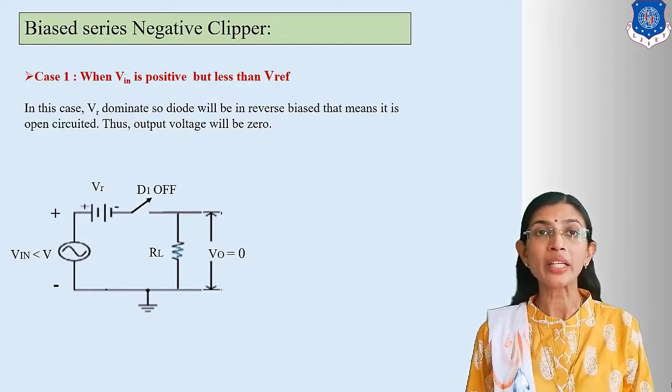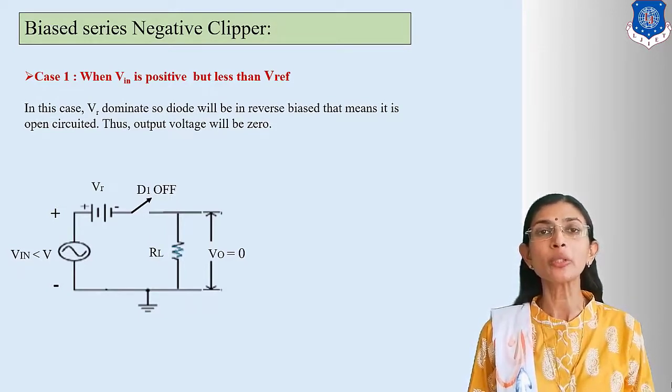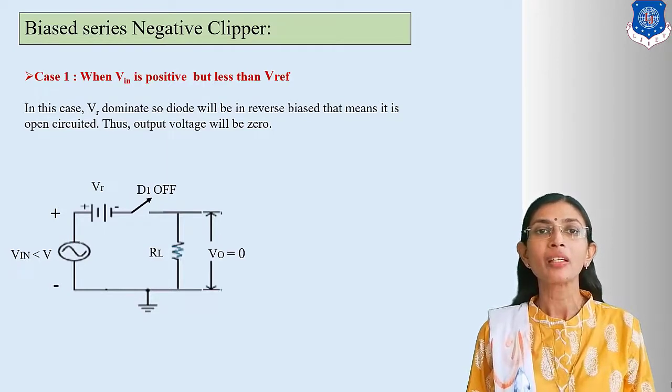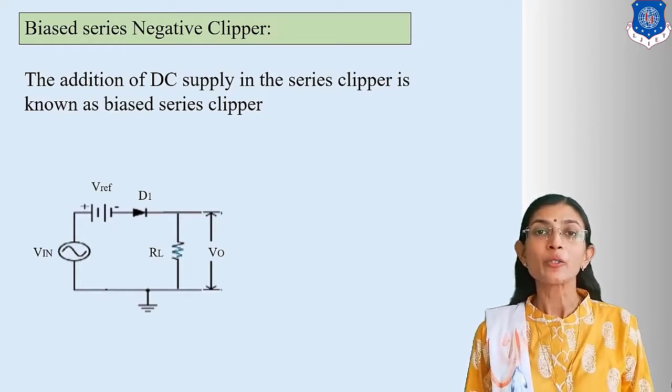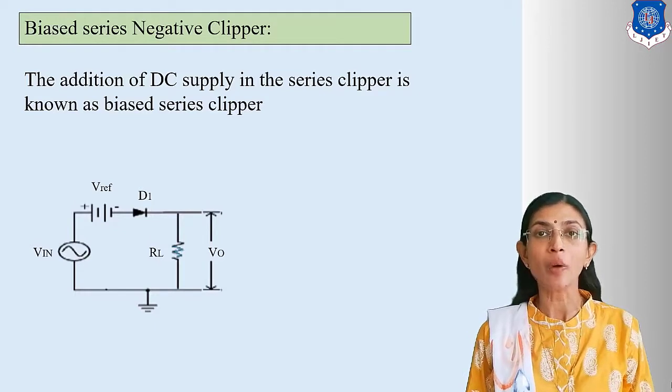Now dear students, I will explain the working of the biased series negative clipper. The operation is divided into three main cases. Case 1, when V input is positive but less than V reference. First of all, look at the circuit diagram again. There are two main inputs. One is V input, that is the sine wave, and another is V reference, that is the DC battery. Always, when we are discussing the operation, we will compare these two inputs. Input 1 is the sine wave and input 2 is V reference.